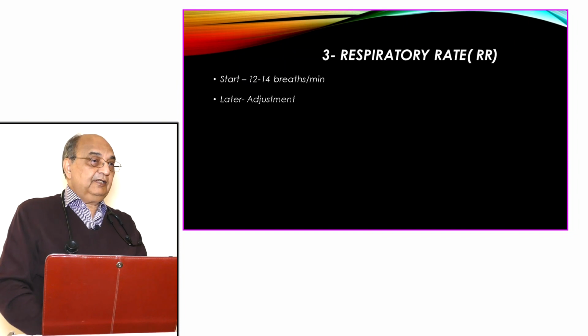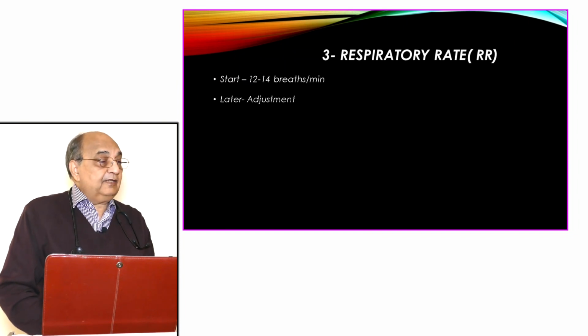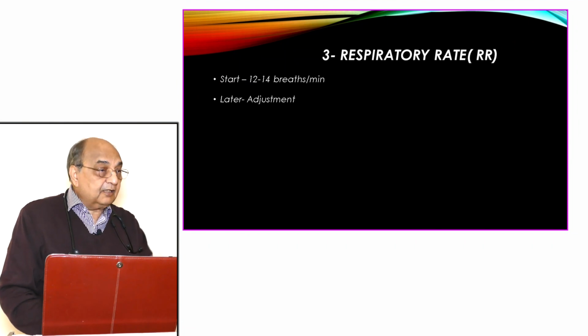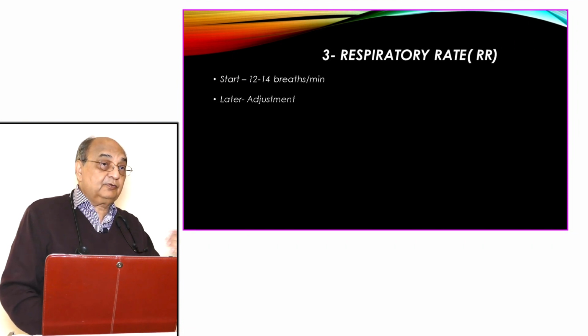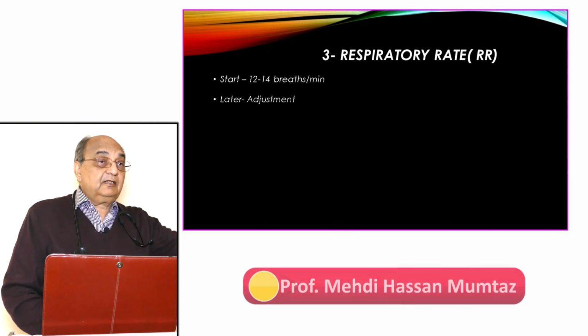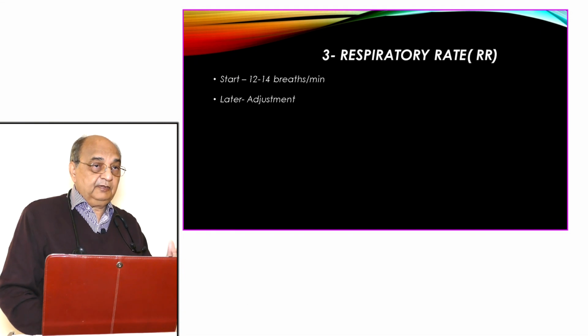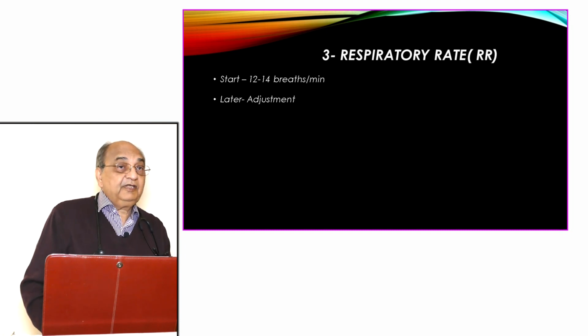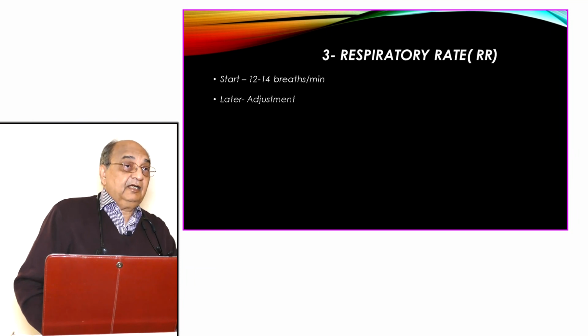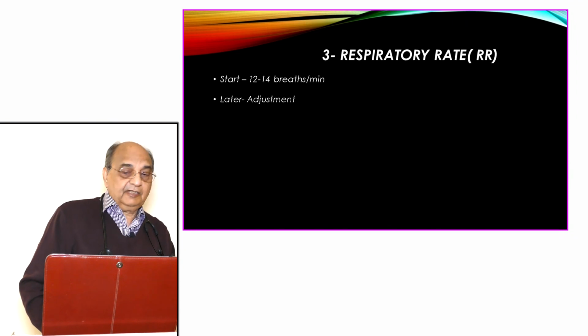Rate, initially we start at 12 to 14 breaths per minute. Then later, according to the blood gas response, according to the ABG, we can increase or decrease the respiratory rate. ABG means you look at the pH, you look at the PCO2, and you look at the bicarbonate. These are only three things that will decide whether to increase the rate or decrease the rate. And out of these three things, most important is PCO2. That will guide you.